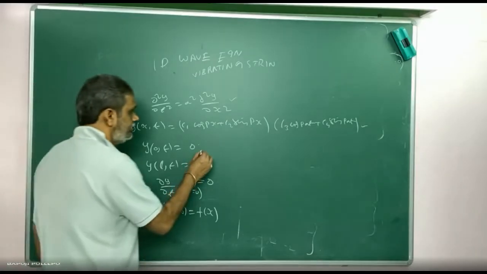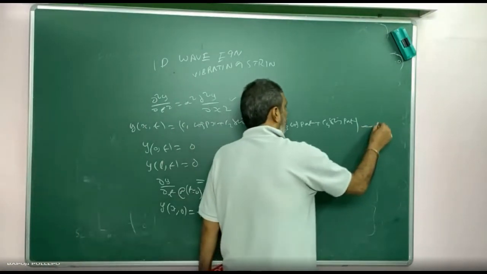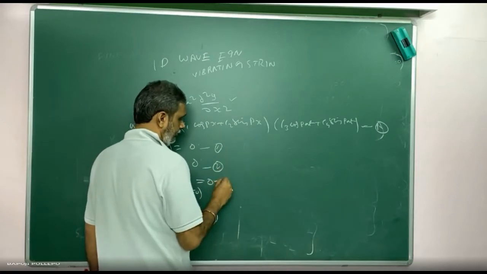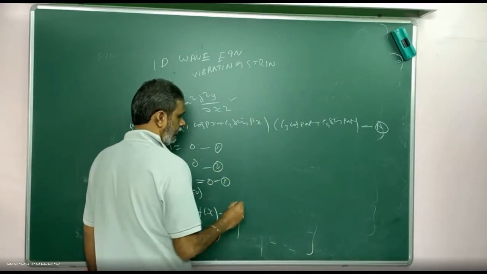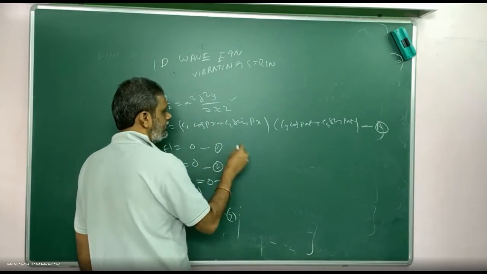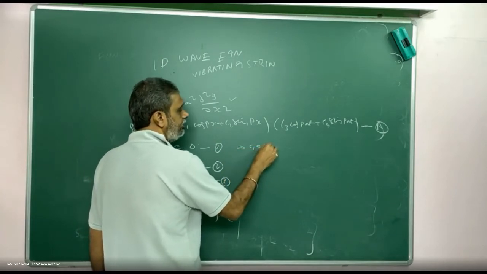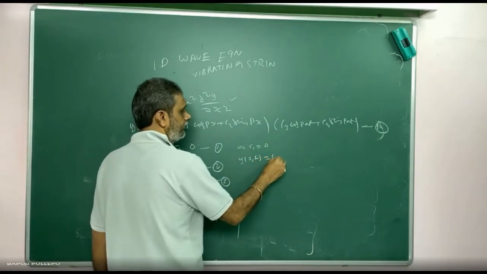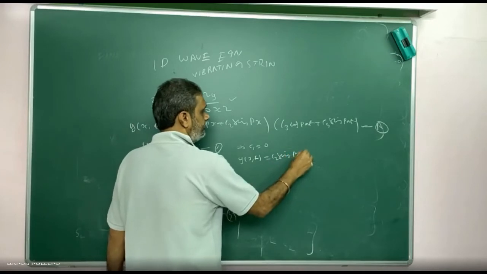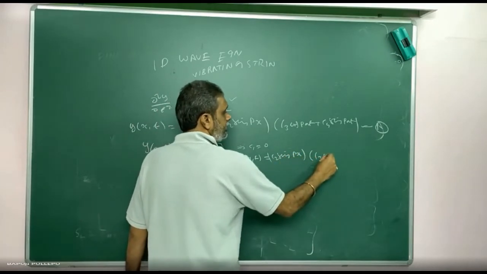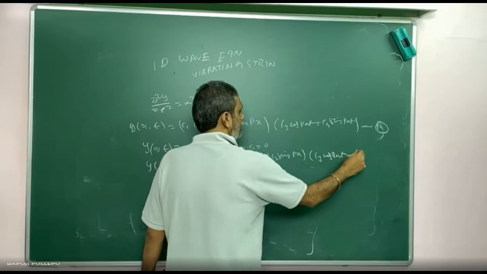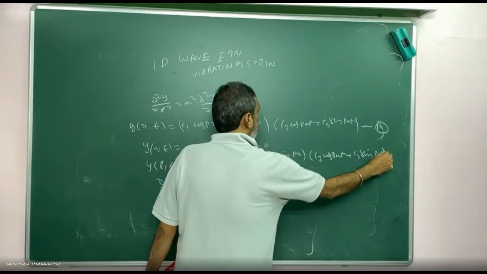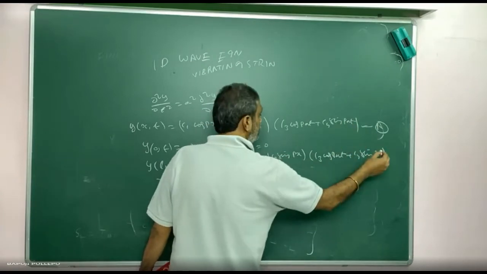Suppose we take this first as equation A or 1. This you can recall, these all are important: 1, 2, 3, 4. If you first put condition 1, it implies C1 is equal to 0. With C1 equal to 0, y of x comma t becomes C2 sin px, into (C3 cos pat plus C4 sin pat). Maybe I will take this as A, and conditions 1, 2, 3, 4 as B.